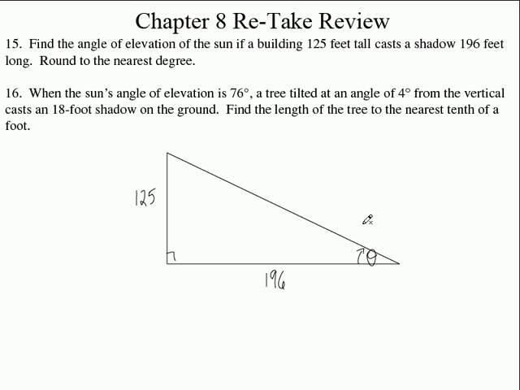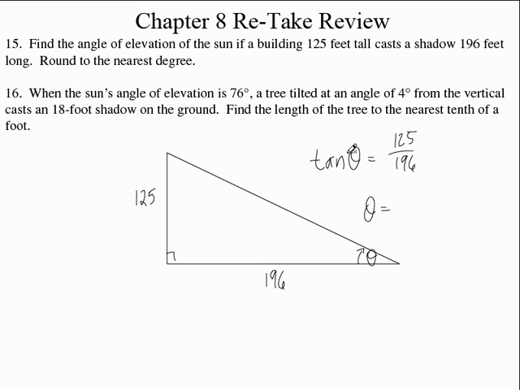So we've got to solve for this. What sides do I have? Opposite and adjacent. Use the tangent again, but now we're doing something a little bit different. We're solving for the angle. We talked about this earlier, right? Second function. So it's opposite over adjacent, so it's 125 over 196.